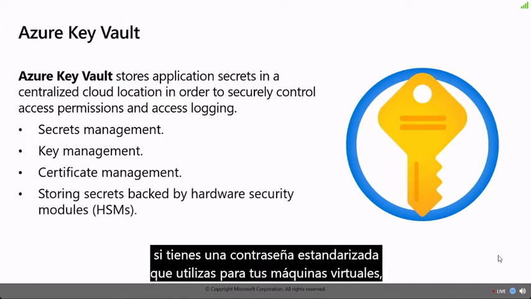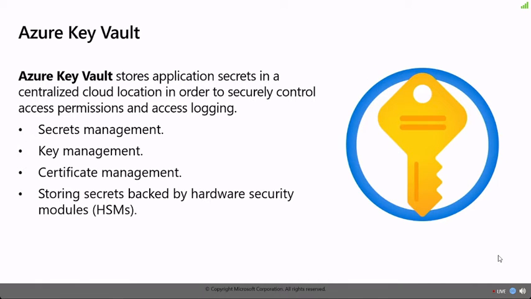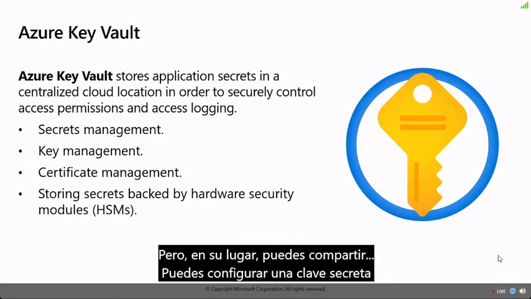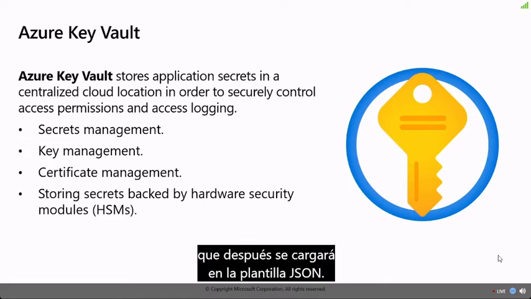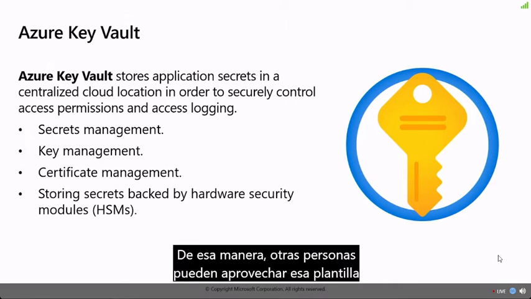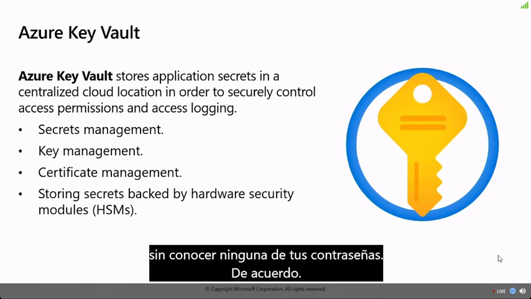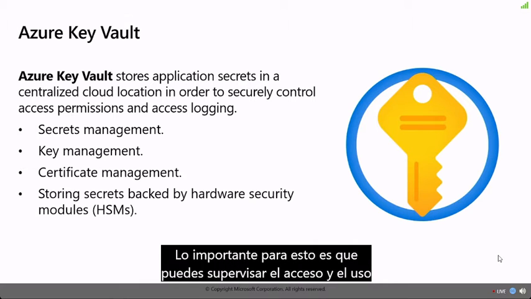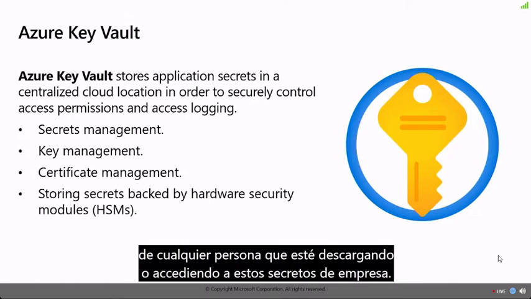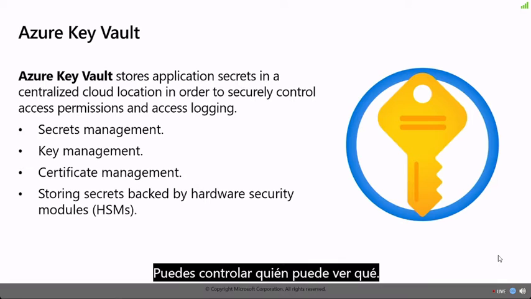If you have a standardized password that you use for your virtual machines, that's not something you necessarily want to share. But instead, you can set up a secret key through Azure Key Vault that will then be loaded into that JSON template. That way, other people can take advantage of that template without knowing any of your passwords. All right. So the key thing for this is that you get to monitor the access and use of anyone who is downloading or accessing these company secrets. You can control who can see what.